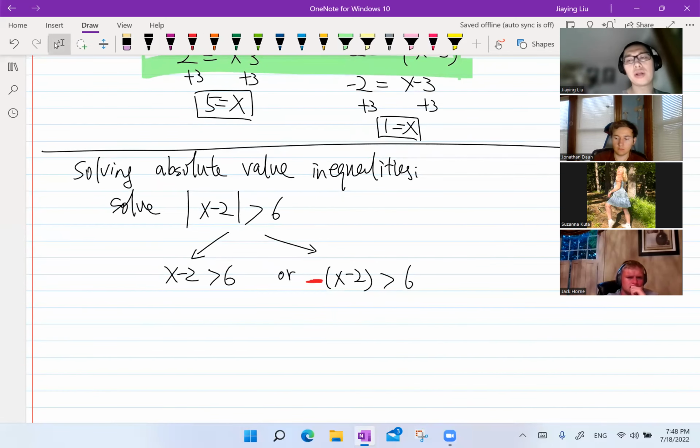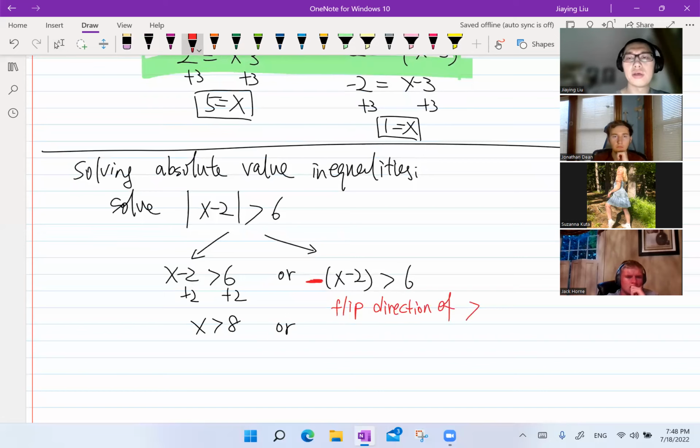Then we solve each inequality separately. So we add 2 on both sides with the inequality on the left. So we get x greater than 8. Or we can have this one. We have a negative, so it's probably better to get rid of the negative first. So remember that when we multiply or divide by a negative, we flip the sign, which flips the direction of the inequality.